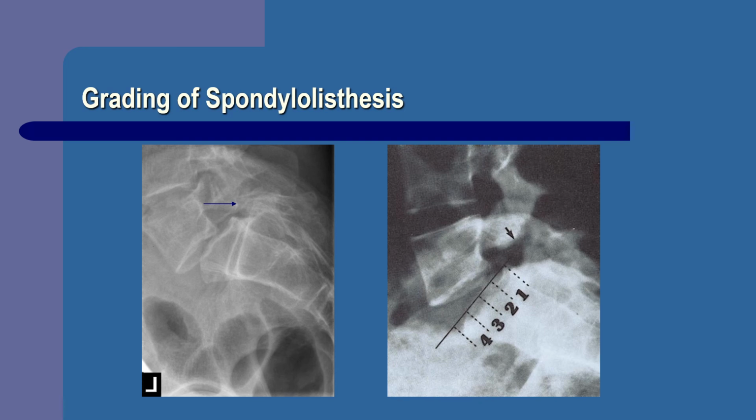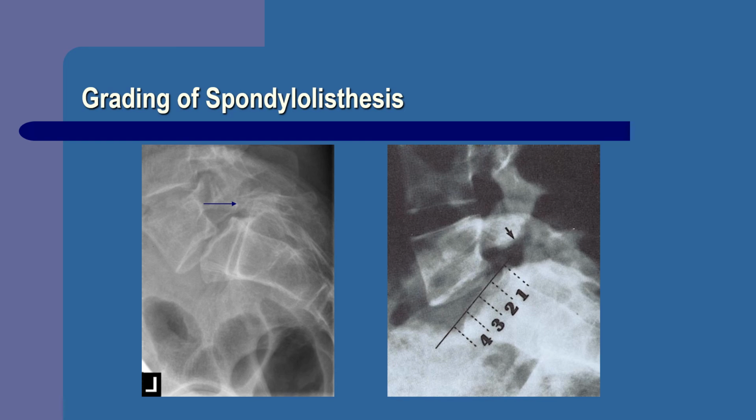And so that dark arrow is positioned at the pars defect, and we're looking at a slippage anywhere between 0 and 25% forward on the sacrum. That'd be a grade 1. Anywhere between 25 and 50% slippage would be a grade 2, etc., for grade 3 and grade 4. And so a grade 2, we see that on the left.